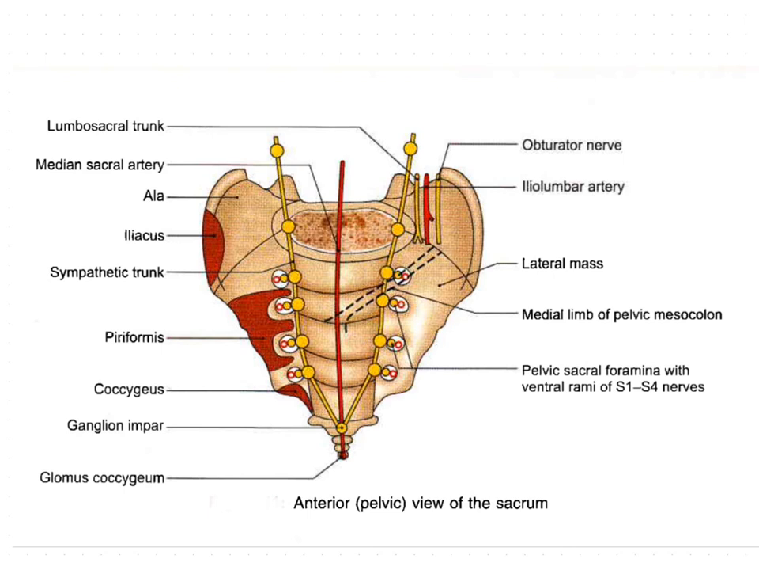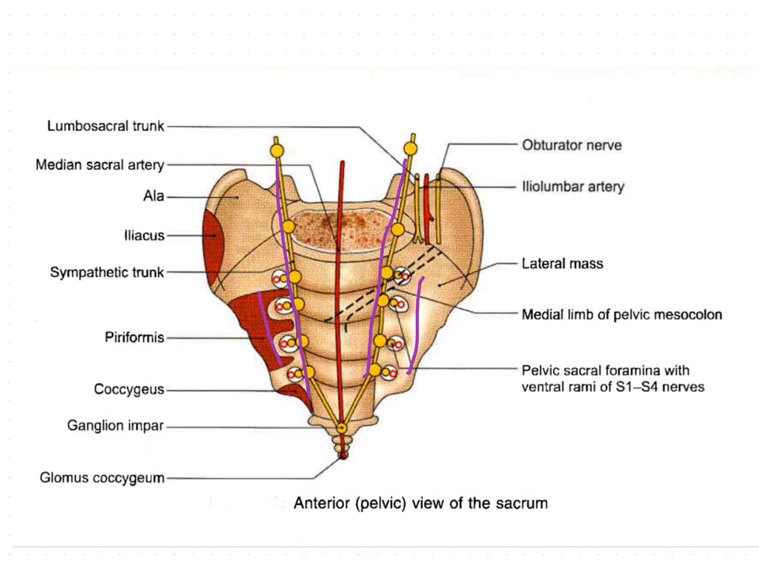So this is the sympathetic trunk here. Yes, these are the sympathetic trunks which are related on either side of the median area, or we can call it the medial side of the pelvic sacral foramen. So for all the sacral foramens, the sympathetic trunk lies medial to it. And also median sacral vessels.